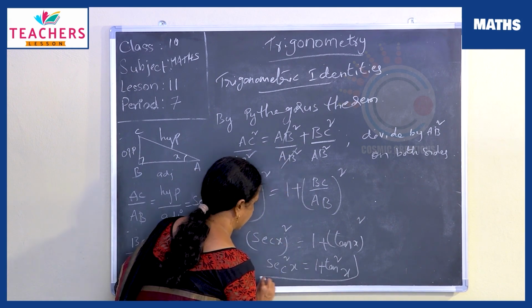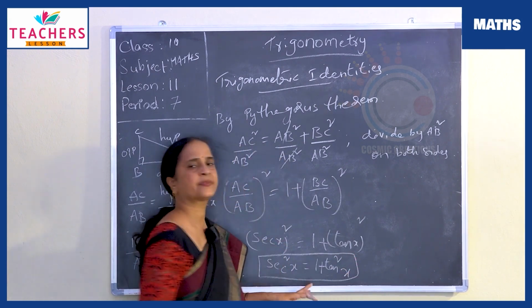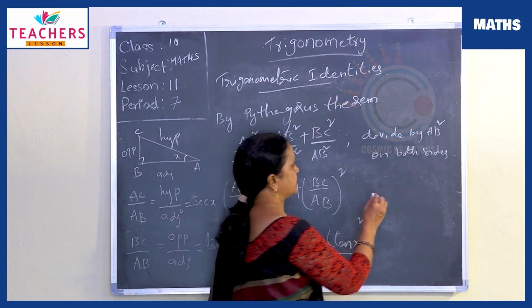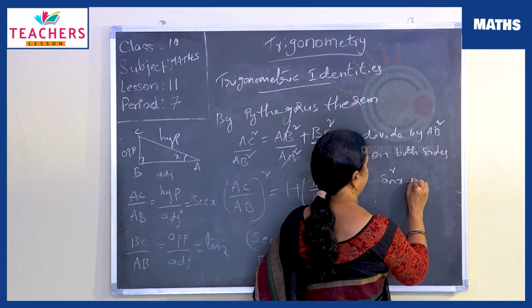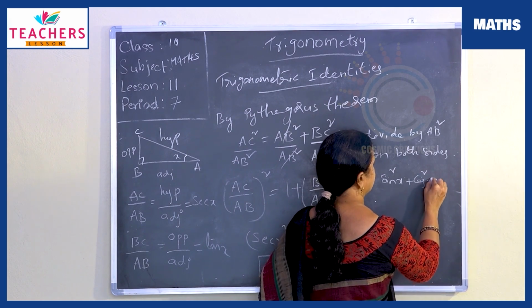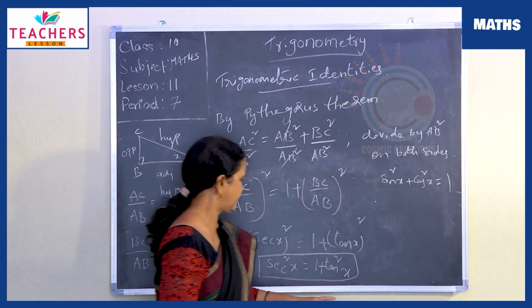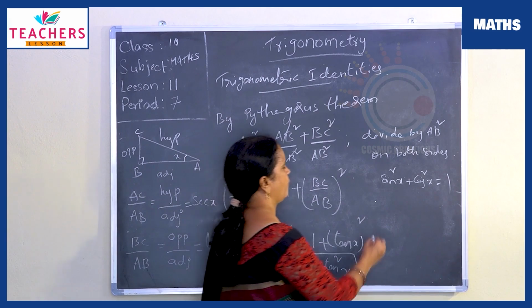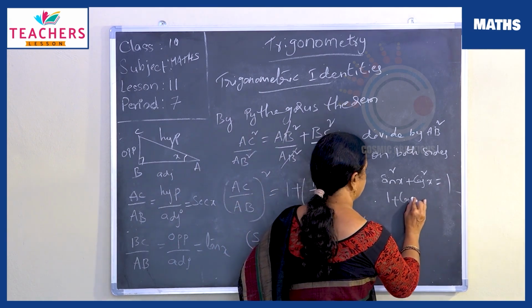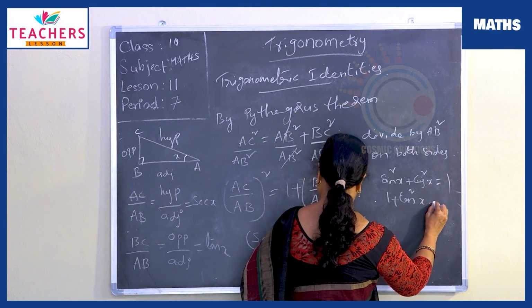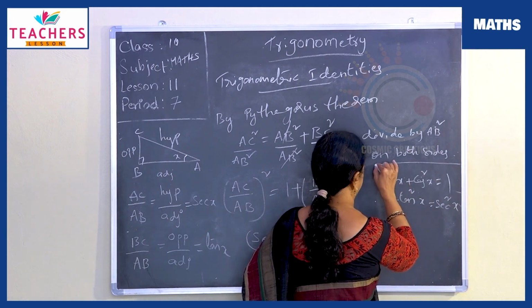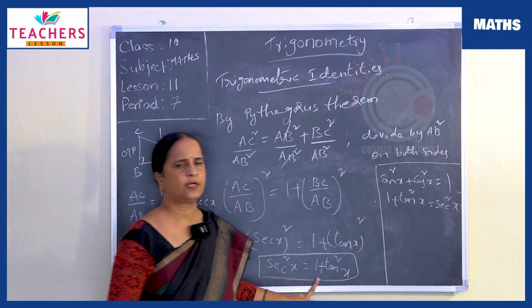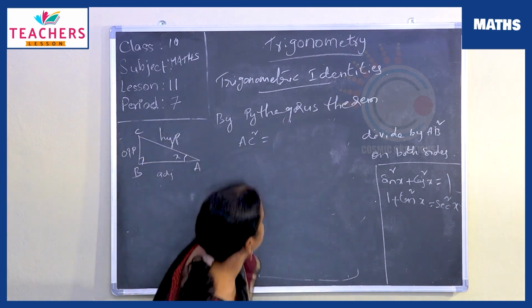This is the second identity. What is the first identity? Sin square x plus cos square x is equal to 1. What is the second identity? 1 plus tan square x is equal to secant square x. Third identity, we are going to find the third one.